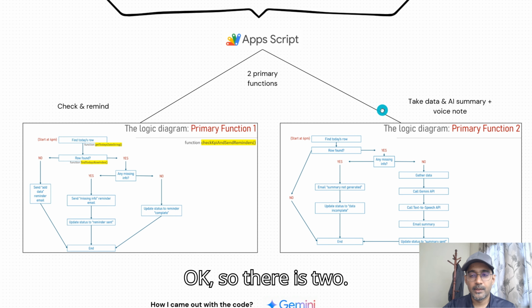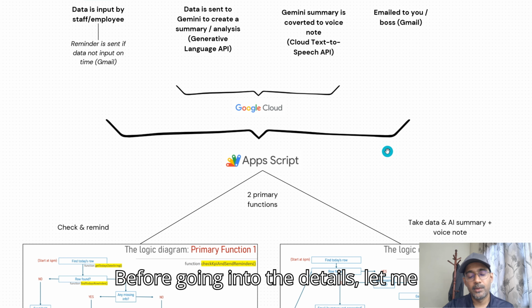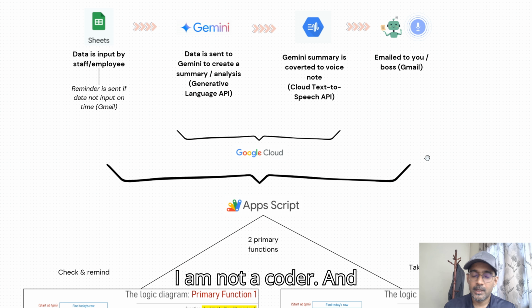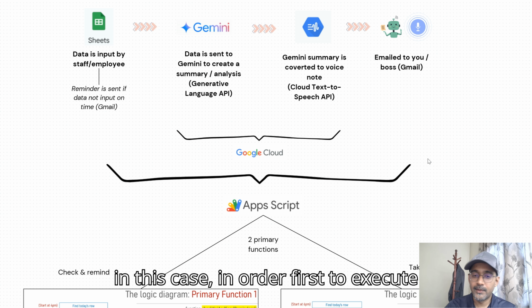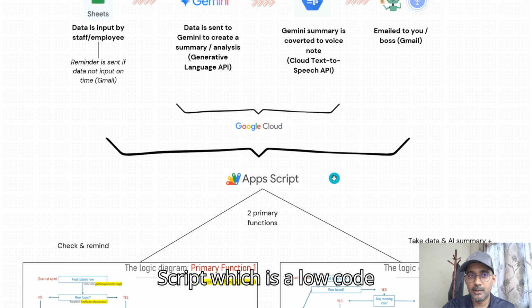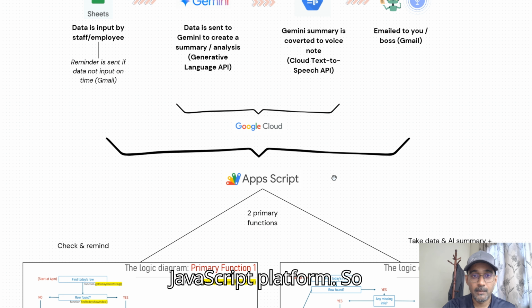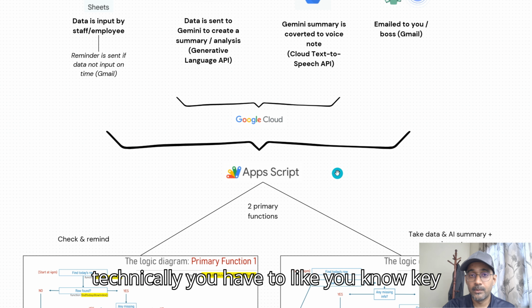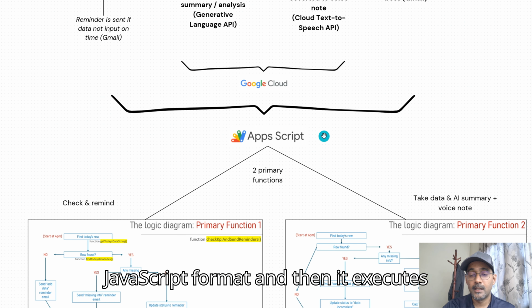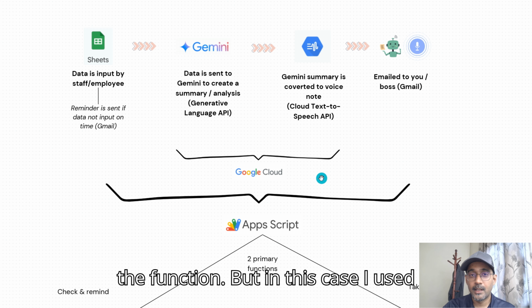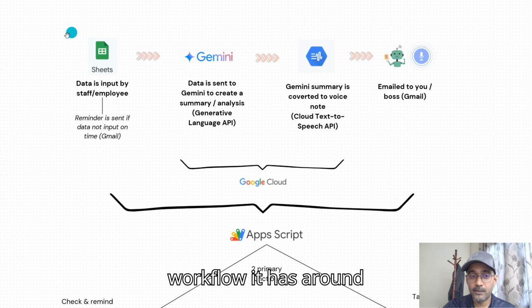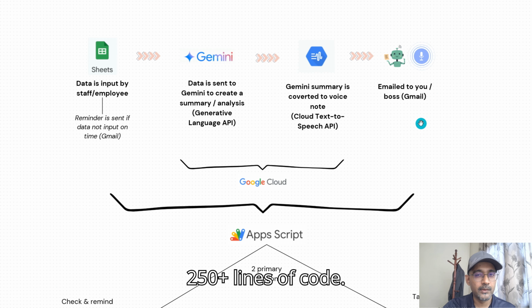Before going into the details, let me just give an idea here. I am not a coder, and in order for us to execute all these functions, we'll be using Apps Script, which is a low-code JavaScript platform. So technically, you have to key in the codes or the functions in JavaScript format, and then it executes the function. But in this case, I used Google's Gemini to come up with the entire function, and this entire workflow has around 250 plus lines of code.